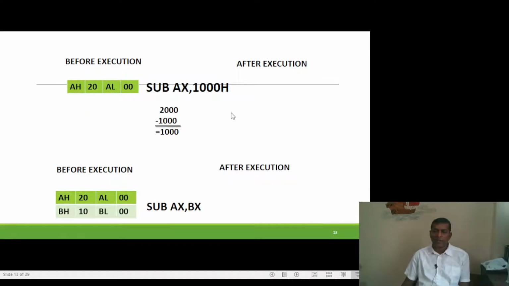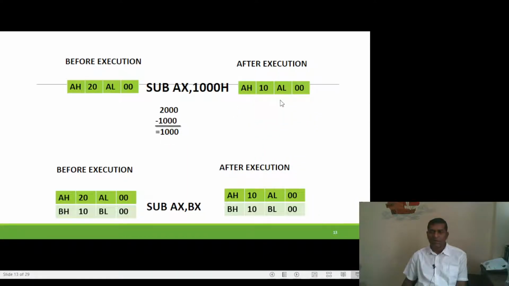So this is the example. SUB AX, 1000H. AX will have the value 2000, and this 1000H is subtracted here, and the final result, 1000H, will be available at AX. SUB AX, BX. AX will have the value 2000, BX will have the value 1000. After subtraction, we will get the value 1000 in the AX register. Here the same, the final result will be stored at AX.